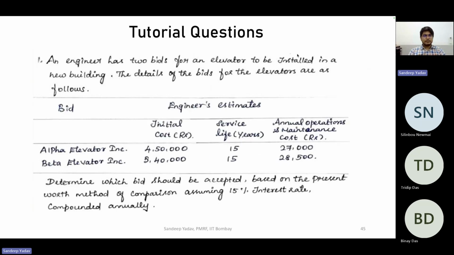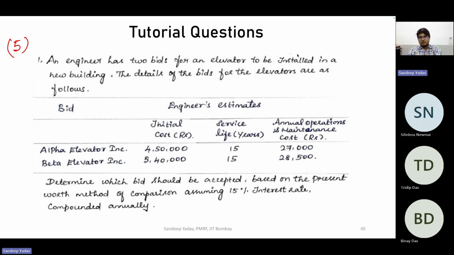So we'll move ahead to question number 5. It says an engineer has 2 bids for an elevator to be installed in a new building. The details of these bids for the elevator are as follows. So there are two builders. One is Alpha Elevator, second is Beta Elevator. Initial cost is 4,50,000 rupees for the Alpha one, and similarly all the things are given.